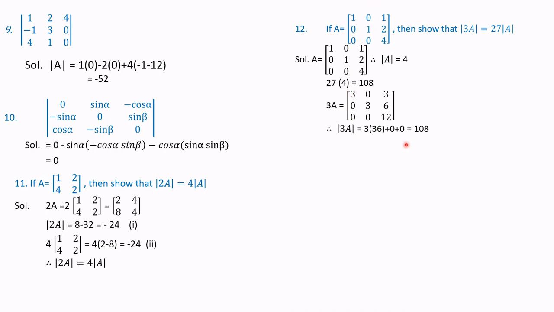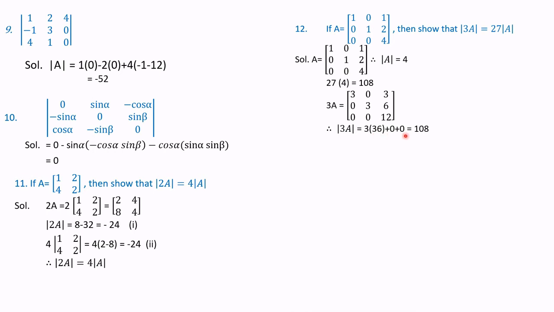Therefore, we have to find the determinant of 3A. The determinant of 3A is equal to 3, first item, 3 into 12 is 36. Minus 6 into 0 is 0, so it is not written. So the next item is 0. So all are zeros. Then the last item is 3, 3 into 0 into 0 is 0. 3 into 0 is 0, so that is also 0. 3 into 36 is 108.